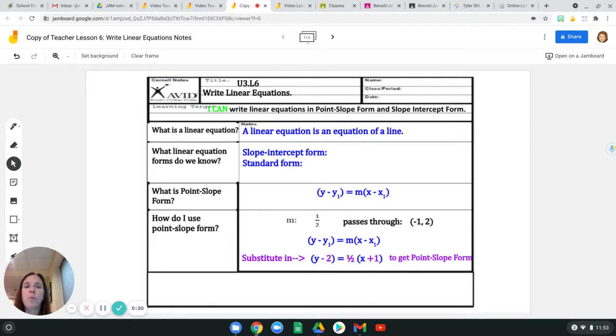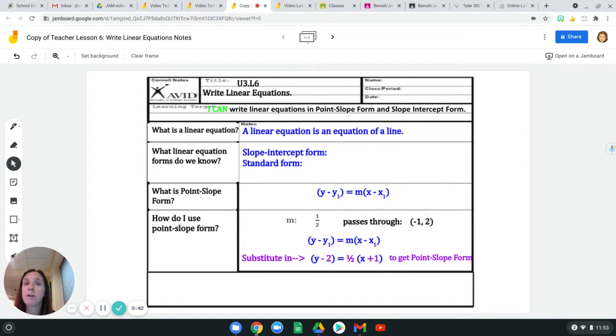So we're going to learn a new form today and then turn that new form into an old form that we've been working with. Just a couple of things to clear up before we start. What is a linear equation? A linear equation is an equation of a line. So we've been working with different forms of linear equations to build lines that go on the coordinate planes.